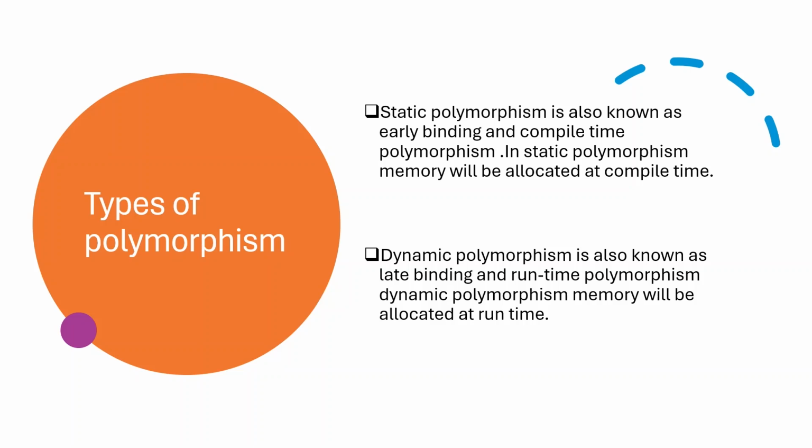So the memory will be allocated only at compile time. This polymorphism acts only during compile time. What is compile time? It is static. What is the meaning of static? It is fixed. So in compile time, what we are doing is compiling the programs and finding the errors. This type of timing is used in compile time. It is also known as static.